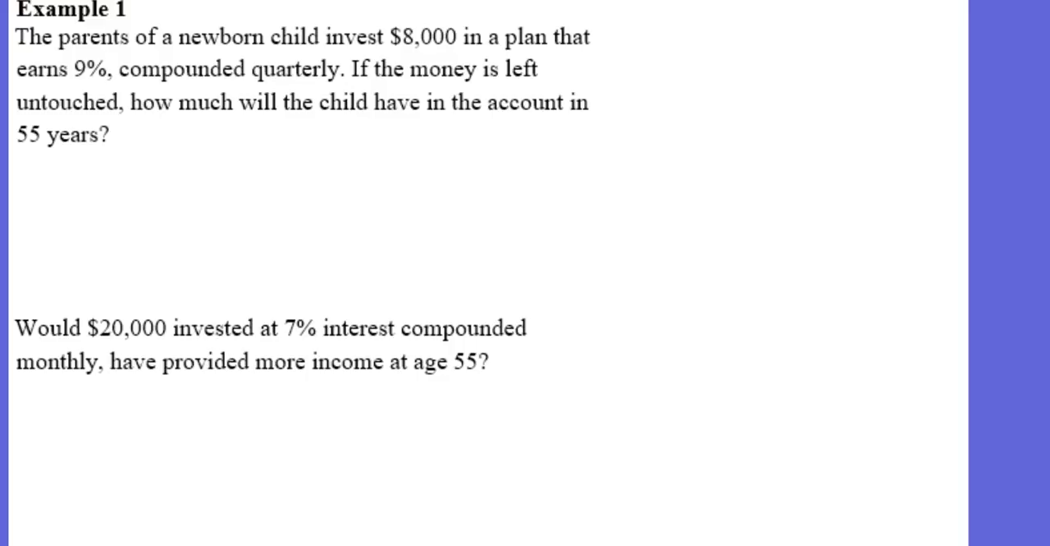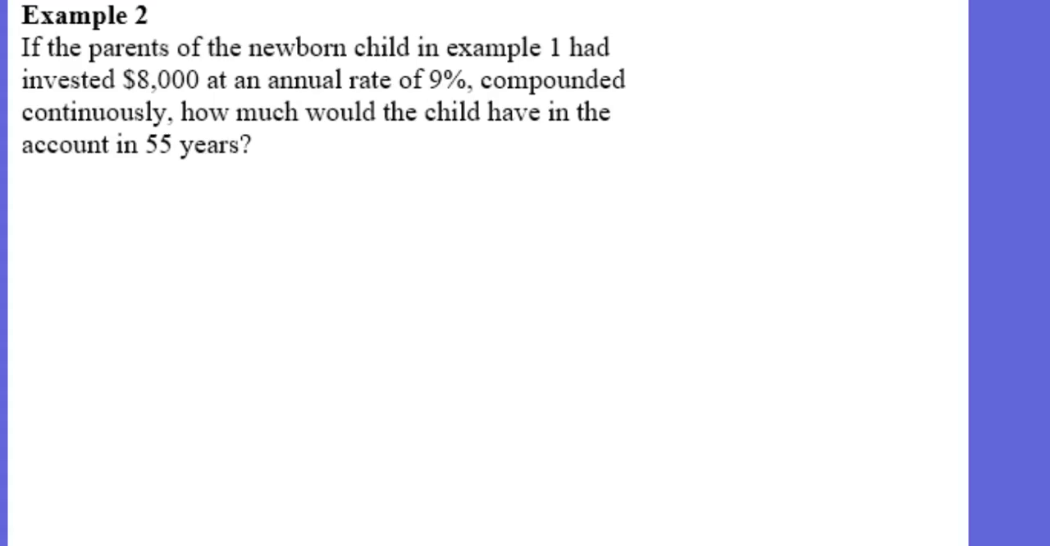And then the last scenario is this one. If the parents of the newborn child in example 1 had invested $8,000 at an annual rate, that time it tells you it's annual, yeah, 9%, compounded continuously, how much would the child have in the account in 55 years? So make your predictions in order, greatest income to least income, what these scenarios would produce.